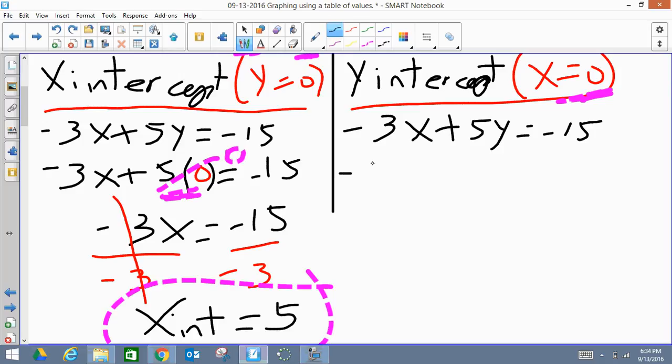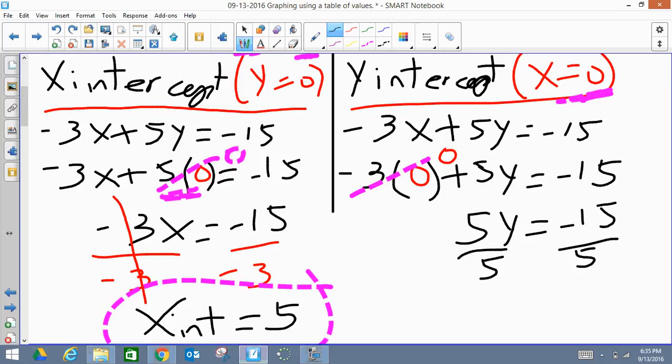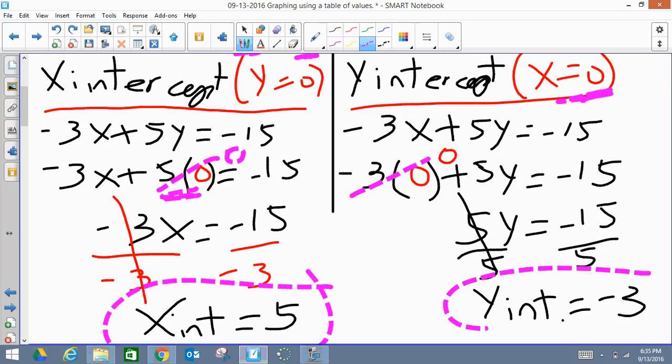So here we go. Negative 3, instead of the x, 0, plus 5y equals negative 15. Anything times 0 is going to give me 0. So what I have left is 5y equals negative 15. To leave the y by itself, divide by 5 on both sides. The 5's cancel, and I have my y-intercept. Remember, that's what I'm looking for. Negative 15 divided by 5 is negative 3. So I have my y-intercept here, and I have my x-intercept on the other side.